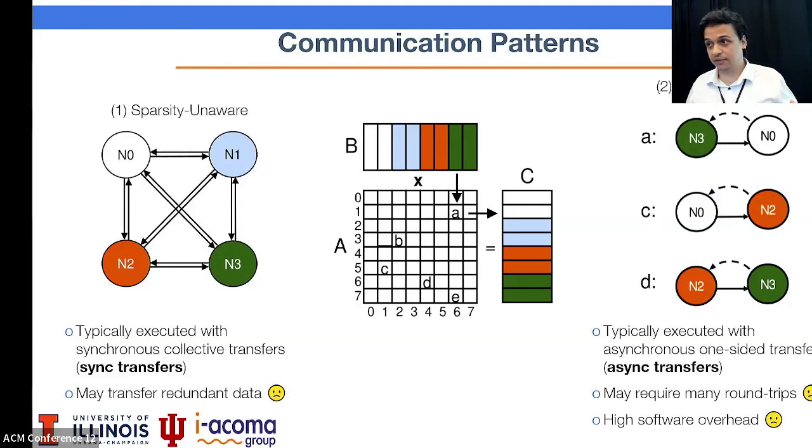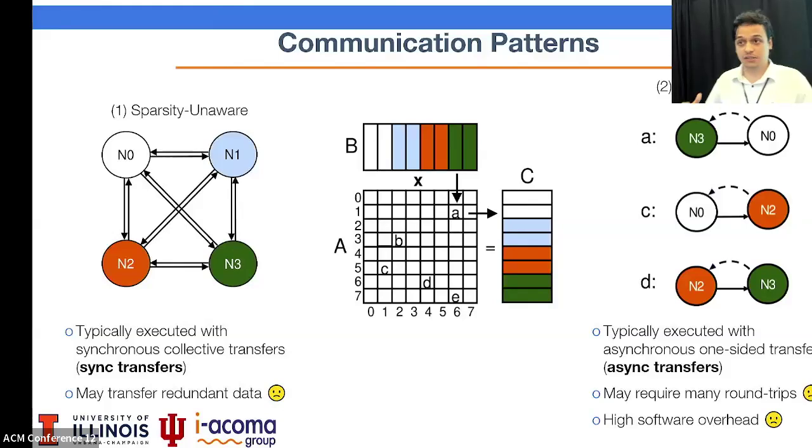We're not using collective anymore, right? And in addition, the number of messages that need to be sent through the network increases a lot, and this also increases the software overhead.